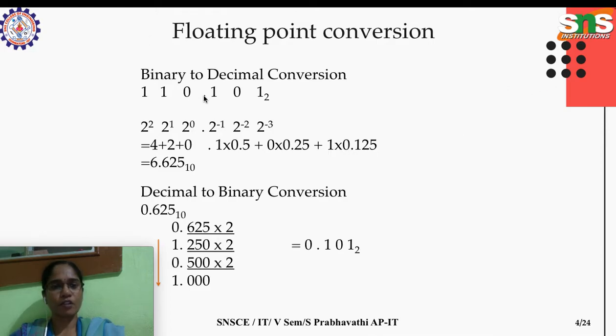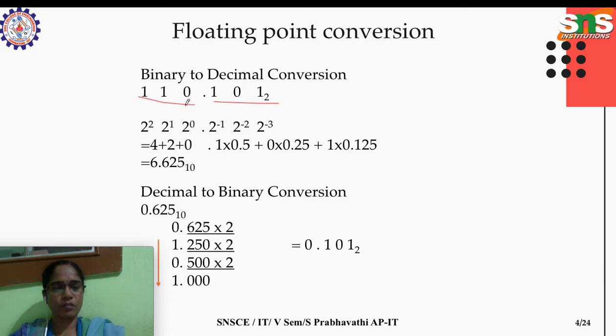So here this dot we are calling the binary point. The left of the binary point needs a different way of calculation, and the right of the binary point needs a different way of calculation. So far we have seen only this part, with the implicit binary point on the right side of the number, is it not?